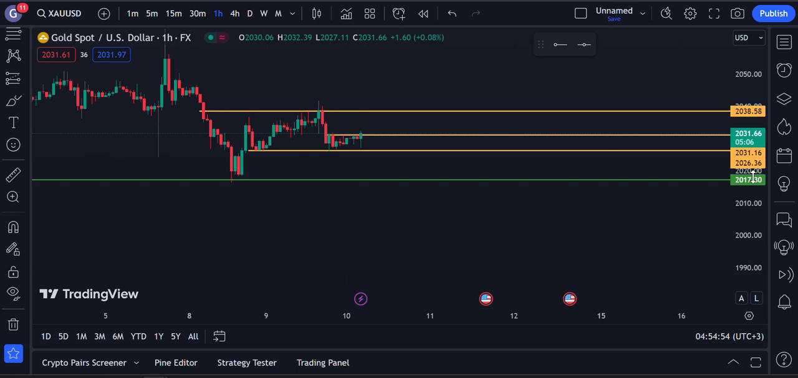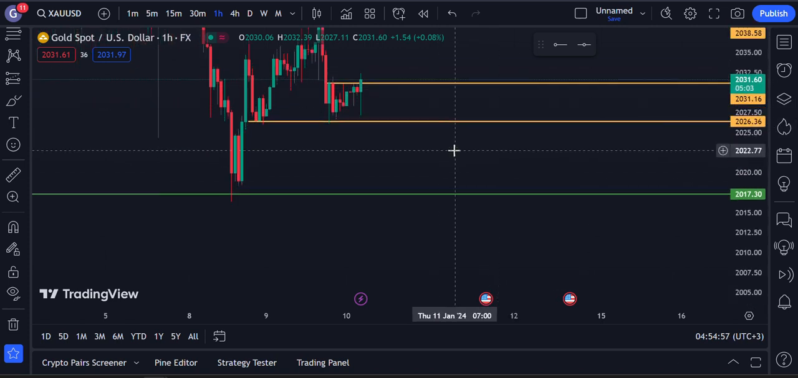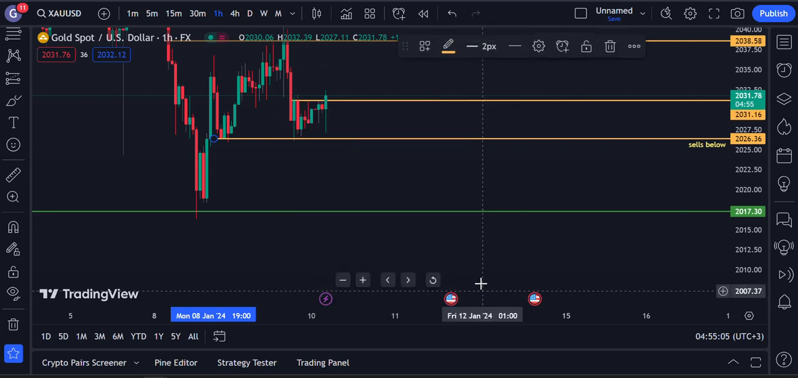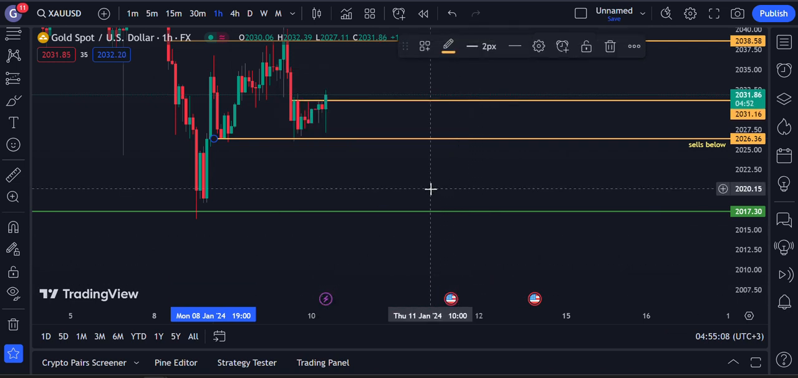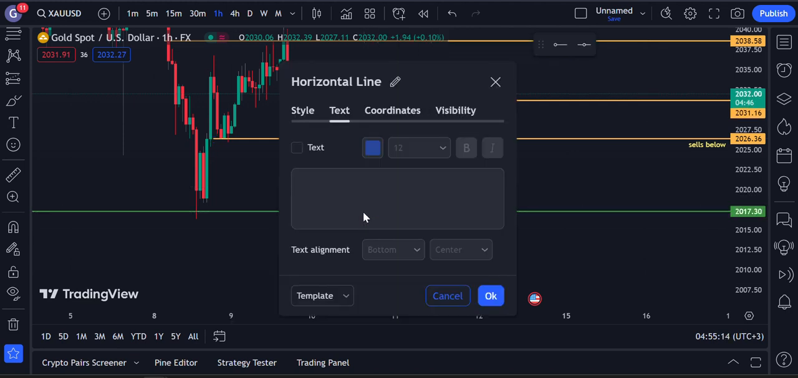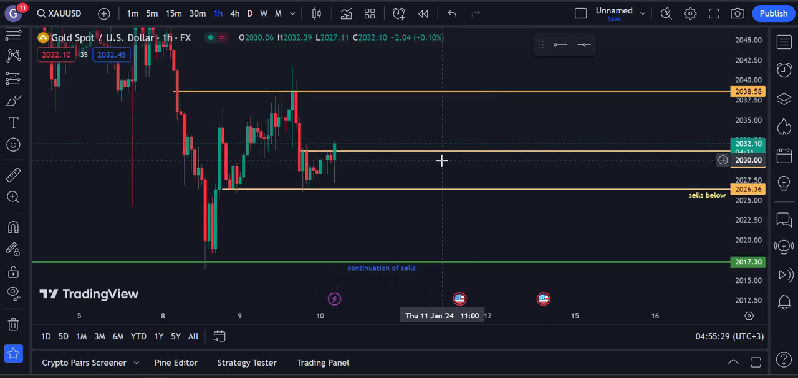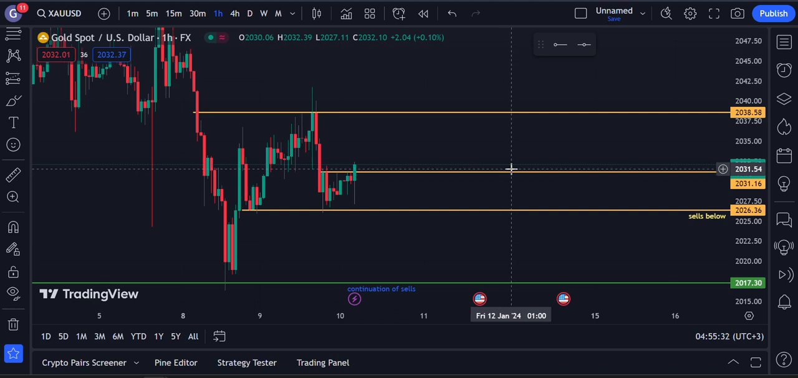So for today, the analysis is pretty simple. All we are looking for are sales below, and in essence, you're supposed to wait for a closure below the support, and below this level we look for continuation of sales. So it's pretty simple. I'm not so much into the buys, but we will see what happens.